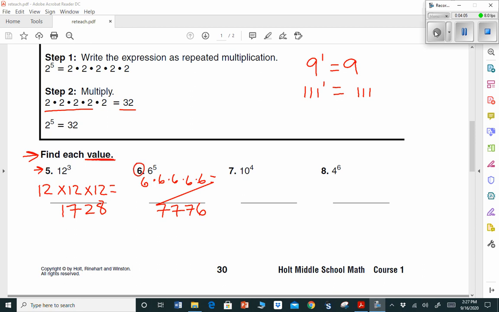Another sort of interesting thing about exponents is that if you have 1 to any power, like 1 to the 2nd power is 1 times 1, and that's going to be 1. If you have 1 to the 5th power, 1 times itself 5 times, it's still going to be 1. So 1 raised to any power is simply going to be 1.